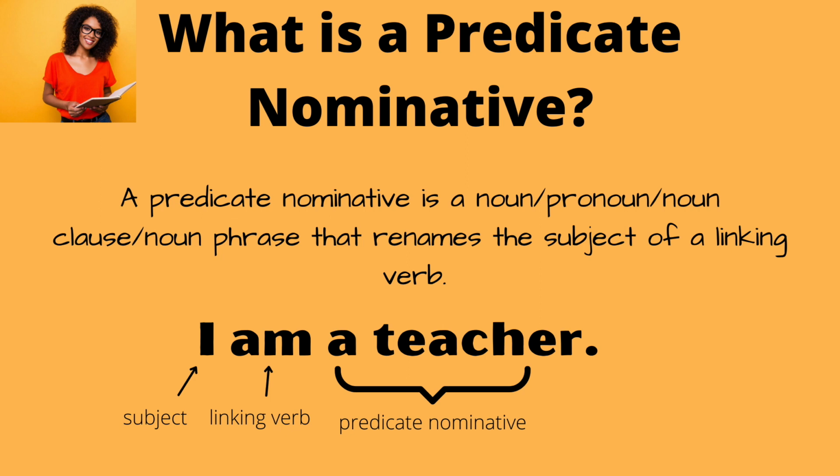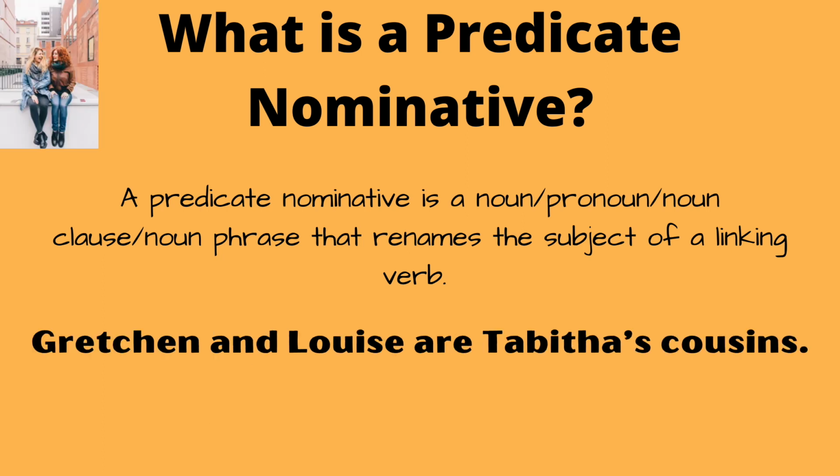So some textbooks and teachers like to say that you can replace the linking verb with an equal sign. So in this case, we can replace the linking verb with an equal sign. I equals teacher. And that sometimes helps students with this concept. All right, next sentence. Gretchen and Louise are Tabitha's cousins.